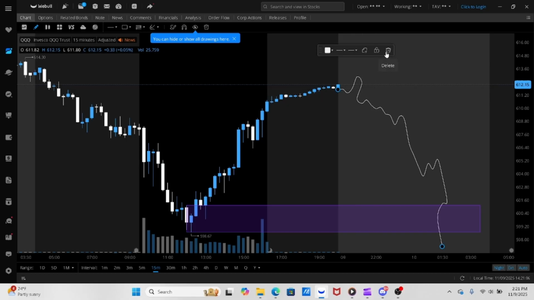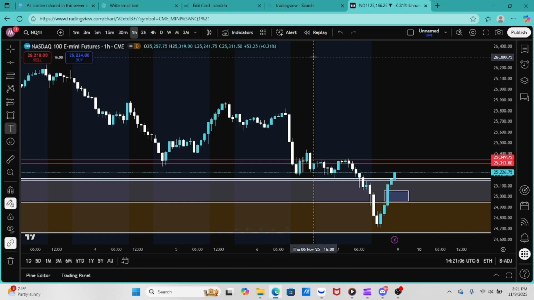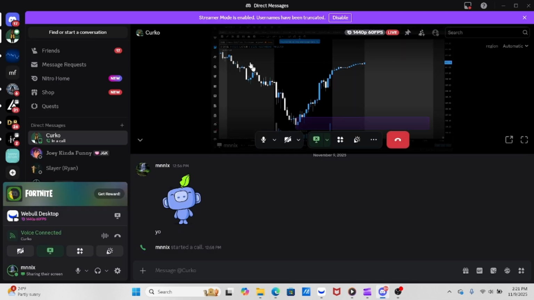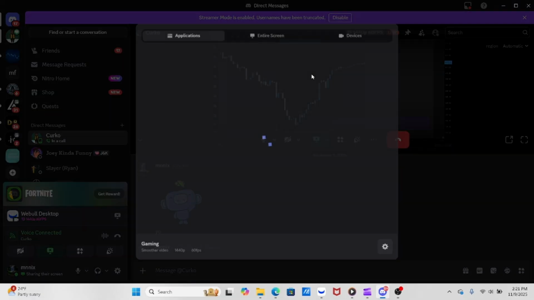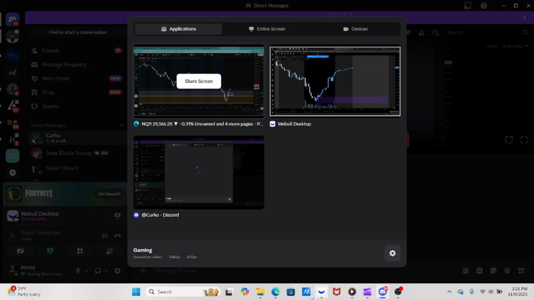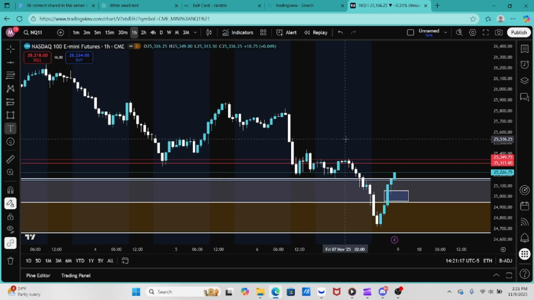I removed that. Yep. All right. Switch you back over to TradingView so you can see as well. But yeah, those are going to be our price targets.